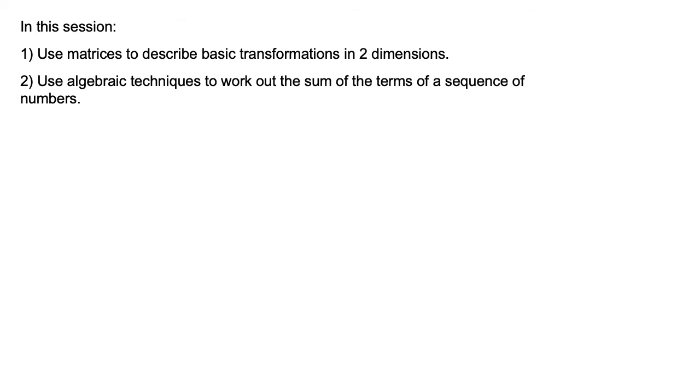So in this session, I'm just going to give you a flavour of two topics from the AS course, hopefully to spark an interest in something you haven't seen before. The first one we're going to look at is using matrices to describe transformations in 2 dimensions. This is something you've definitely seen at your GCSEs when transforming shapes on an XY coordinate grid, but now we're going to take it one step further and look at matrices to do these.